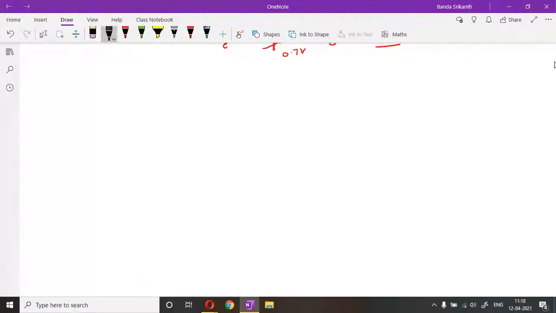Right. Now afterwards, another thing came onto the picture, that is called BJT. Another trend in electronics, that is BJT. BJT means what? Bipolar junction transistor.